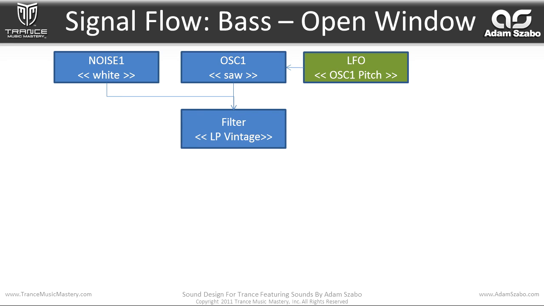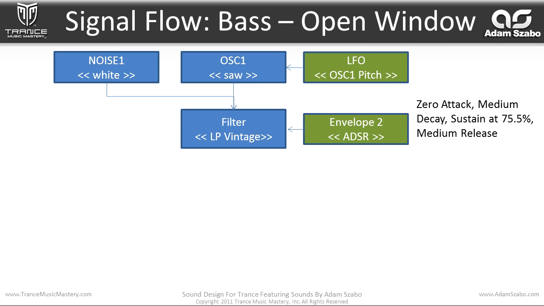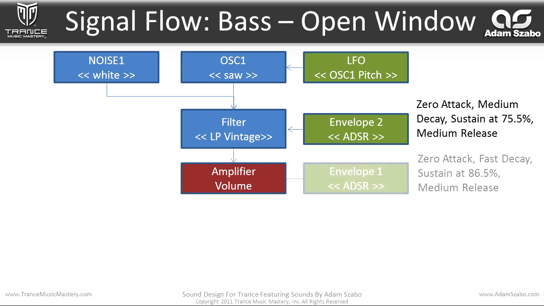And then both the saw wave and the white noise are being mixed and go through a filter. And in this case, it's using Zebra 2's LP Vintage filter type. That's being modulated by envelope 2 to affect the cutoff frequency with a zero attack, medium decay, sustain around 75.5% of its full value, and medium release. And then that flows into an amplifier with envelope 1 modulating the volume with zero attack, fast decay, sustain at 86.5% of the full volume, and a medium release.